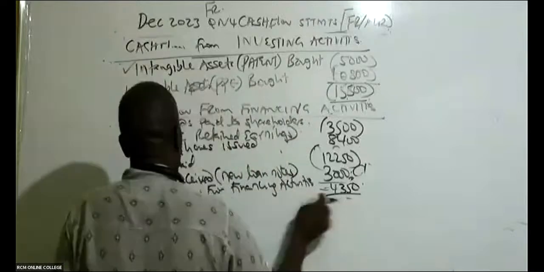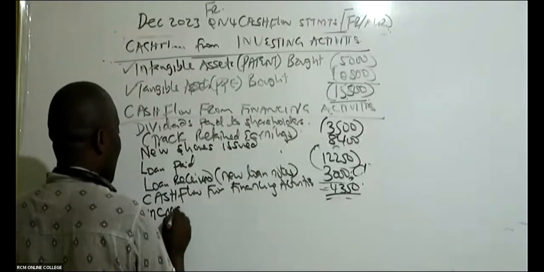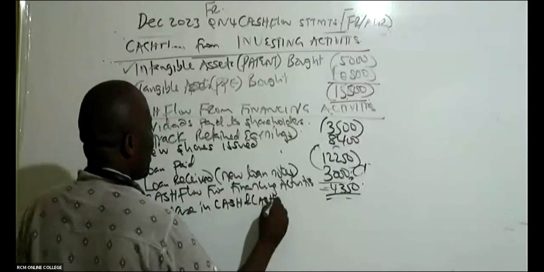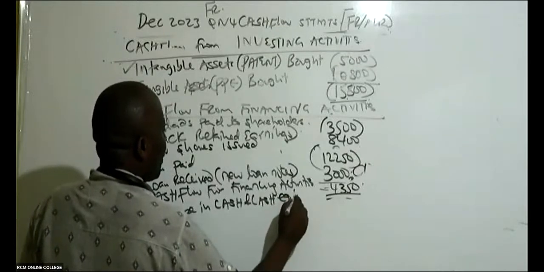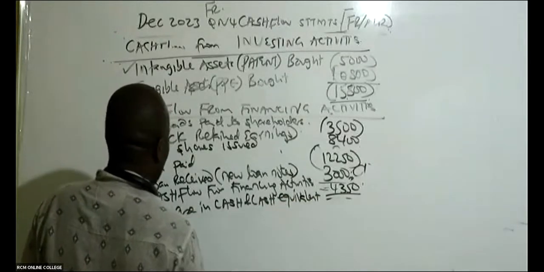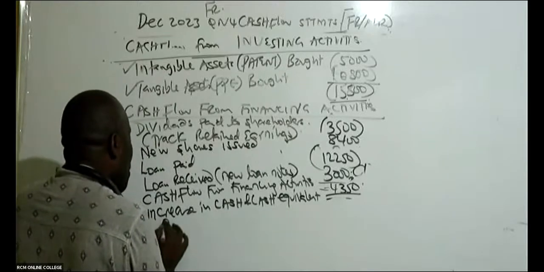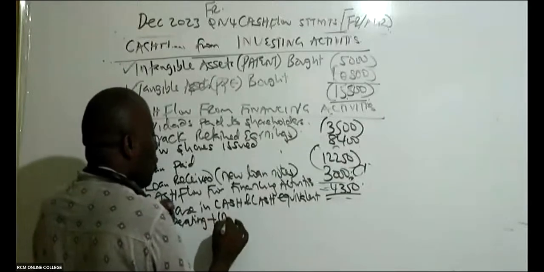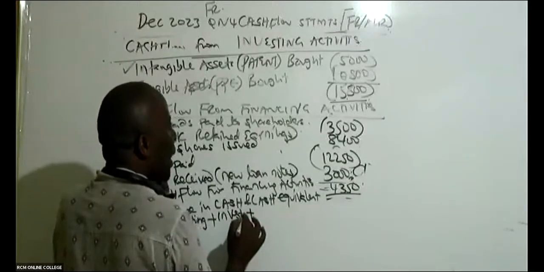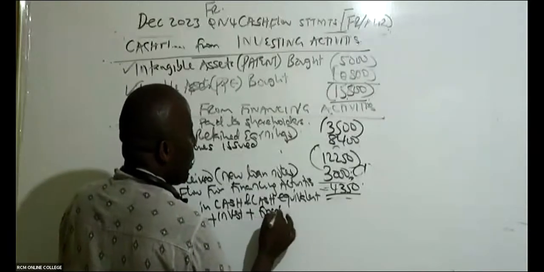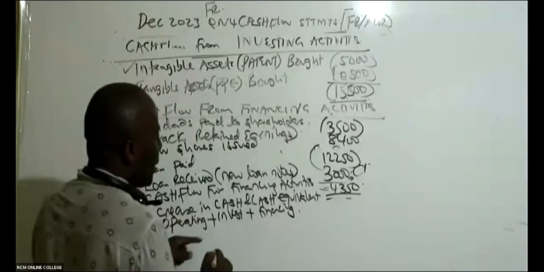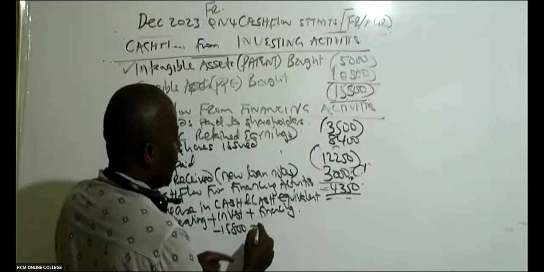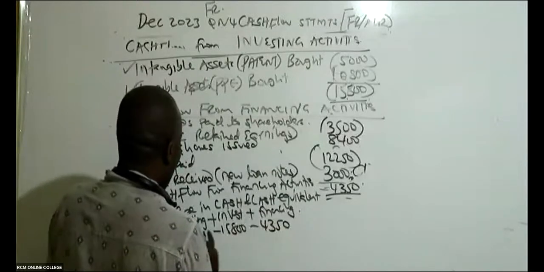So come here and they give us increase in cash and the cash equivalents. So here you take operating, you say plus cash flow from investing plus cash flow from financing. You add the three. At least investing, I can see investing, it's minus 15,800. I can see financing is minus 4,350, but for sure I've forgotten operating.